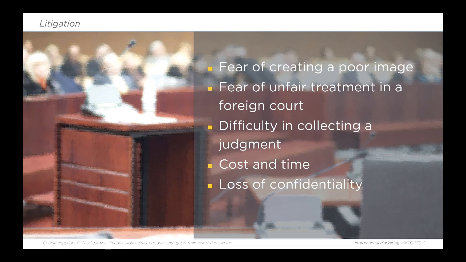Another thing is like the US and Germany example. What if I go to a German court and the German judge is nationalistic and he has a bias against me because I'm a foreigner? The other thing is, let's say that I win. I still may not be able to get the money. I'm going to have to deal with the banks in the foreign country. I'm going to have to deal with the collection process, the collection laws in the foreign country. All of this is going to cost me money and time.